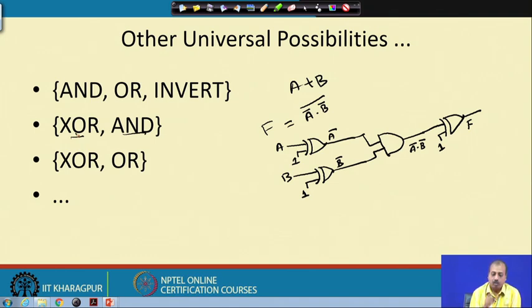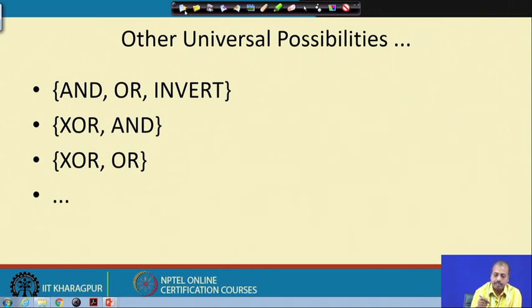Similarly, XOR OR is also a universal set, because in this case OR is already there. What is not there is the AND gate. So, if F equals AB, and you want to realize AB, you can take 2 bars and then simplify it as A bar plus B bar whole bar.